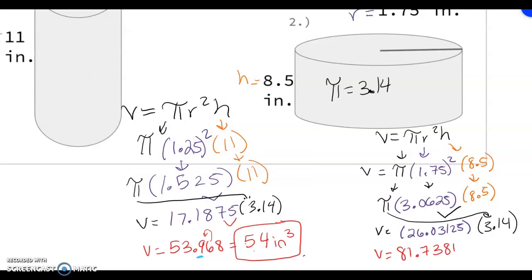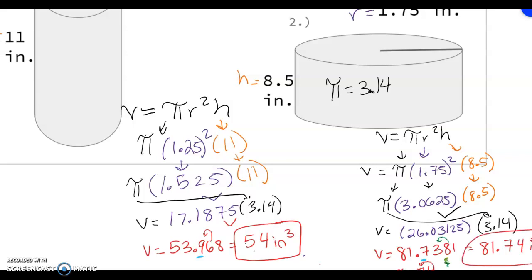Okay, so let's see. Well, I need to round to the nearest tenths place here, but I need to look at the hundredths place and the thousandths place. So I know this 8 right here is actually going to make this 3 turn into a 4. So essentially, I have so far 81.74. Well, that 4 is not going to make the 7 go up. So I'm going to leave it as is, 81.7. Or sorry, 74 inches cubed.